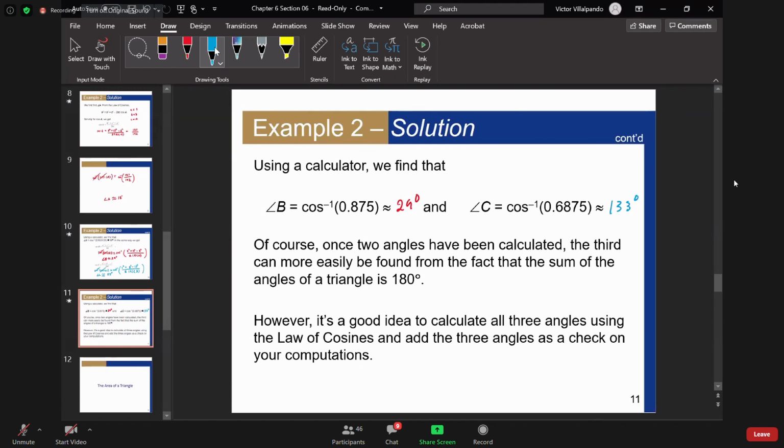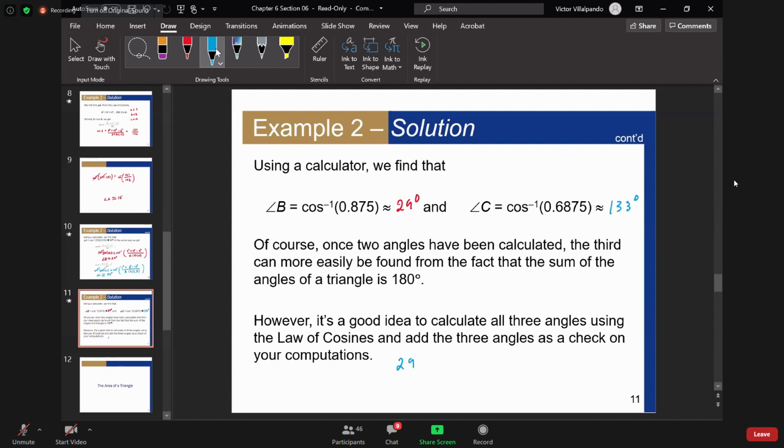Now let's say, of course, 2 angles. We found A, B first. So once 2 angles have been calculated, the third can more easily be found from the fact that the sum of the angles of the triangle is 180. However, they say it's a good idea to calculate all 3 angles using the law of cosines and add the three angles as a check on your computation. So I believe they do add up to 180. So we got 133. Double check.